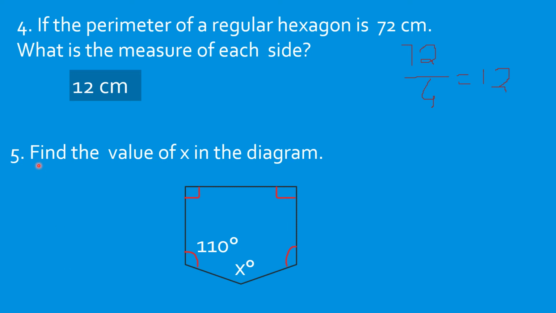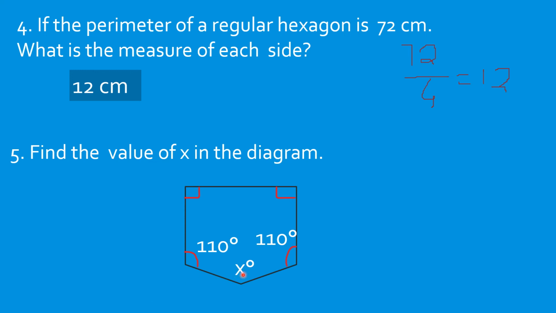Now here, find the value of x in the diagram. Look at this one. This is a pentagon. So 90, this marking here, it means that the measure of this angle is 90 degrees. If you have seen this marking like a square. And we have here, it means that they are also congruent. If this is 110, therefore, that angle is also equal to 110.